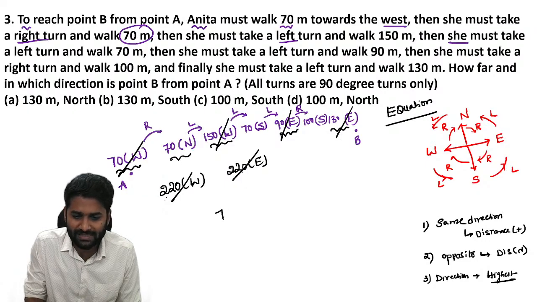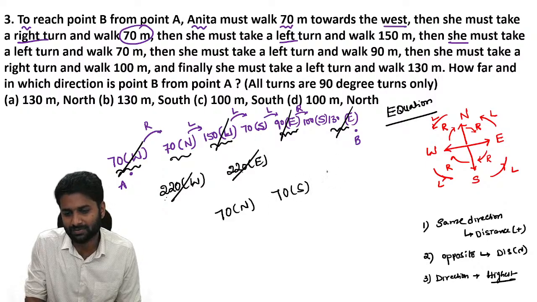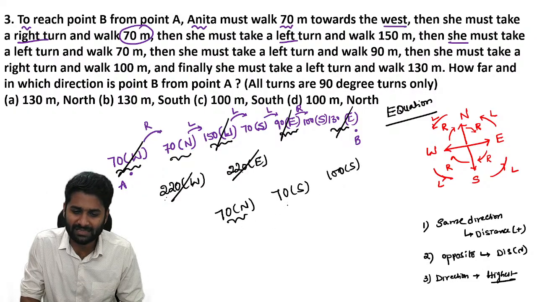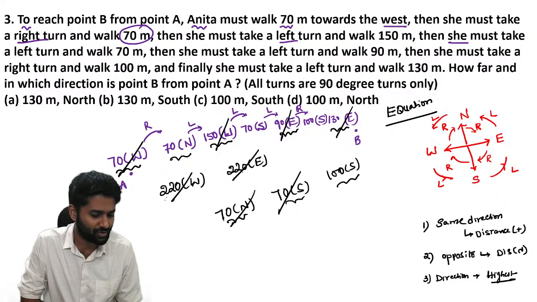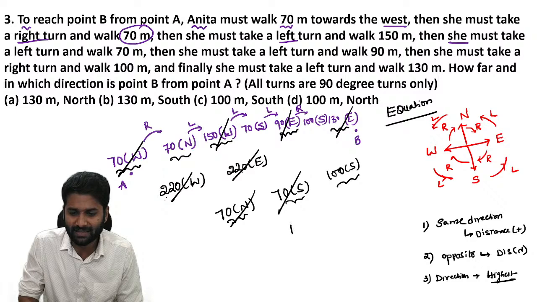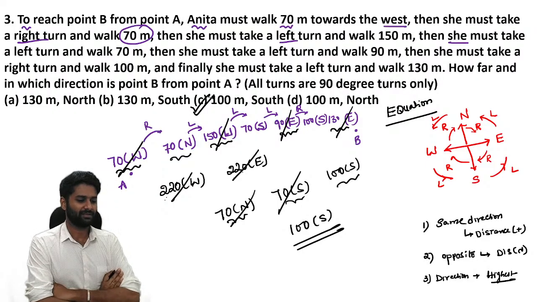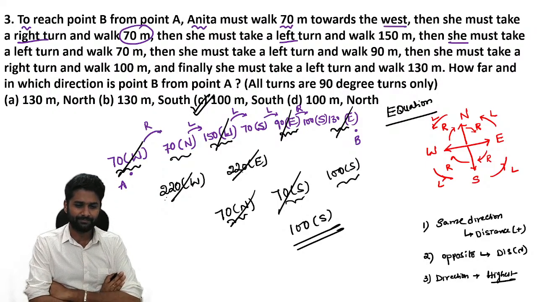Finally, we have 70 north, 70 south and 100 south. These are the values left. In 70 north and 70 south, you can cancel. And finally the resultant says that it is 100 meters south. So that's your final answer. Is it clear?